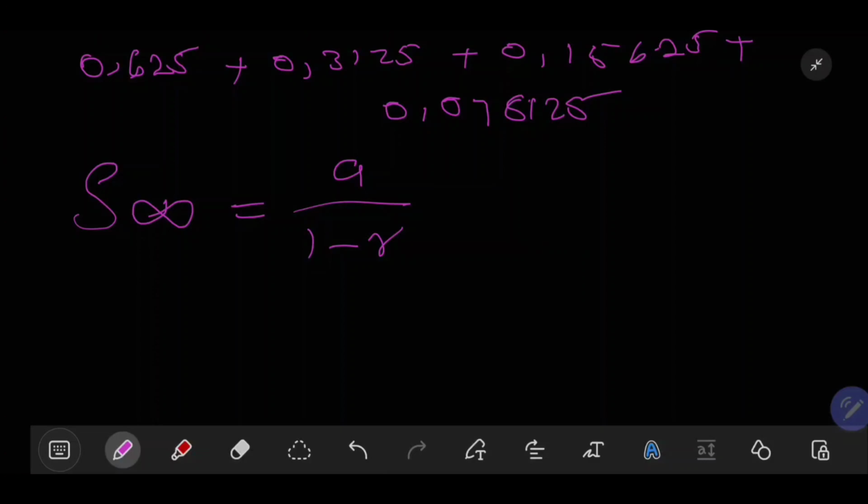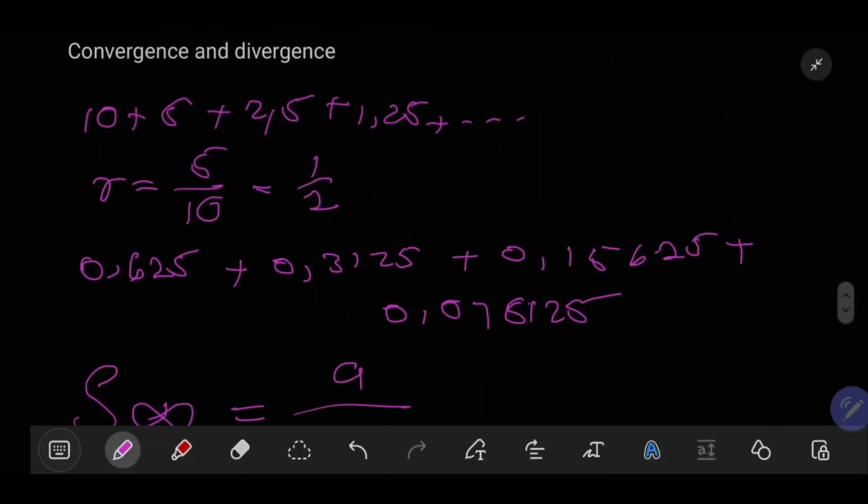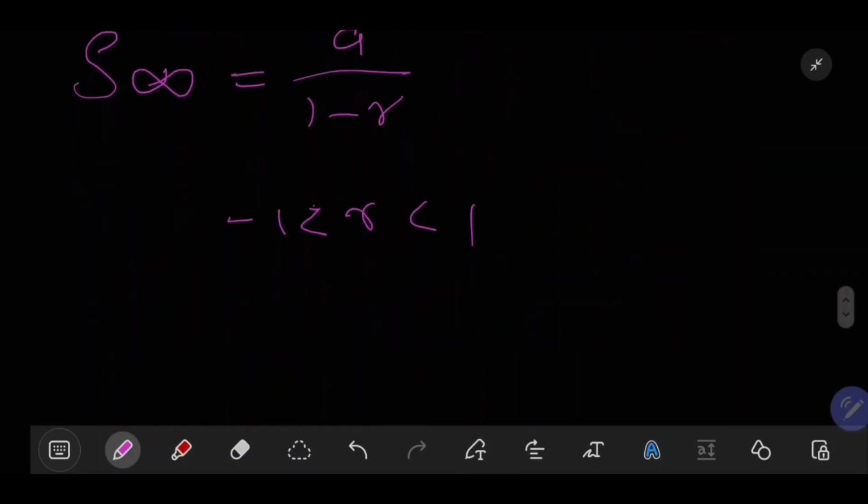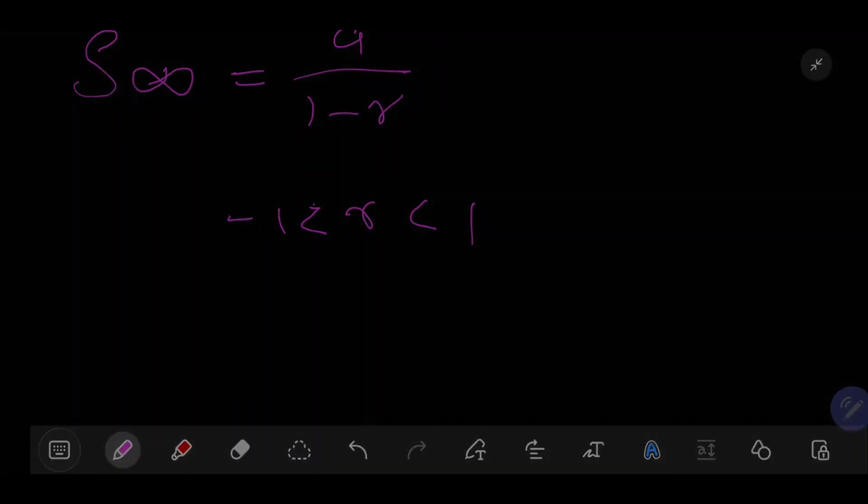And why does the series converge? We don't say it is because the numbers are getting smaller and smaller. The series converges because r lies between -1 and 1. If you check the value of r here, it's 0.5, and 0.5 lies between -1 and 1. So that is why the series converges. I hope that one makes sense.